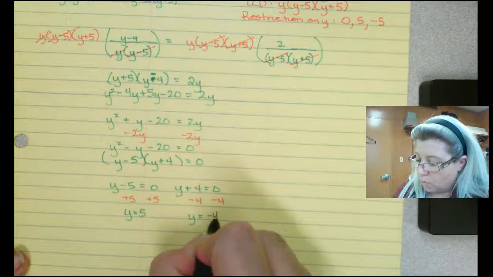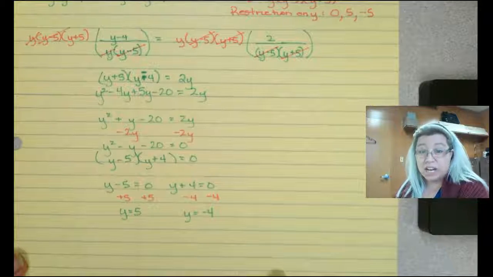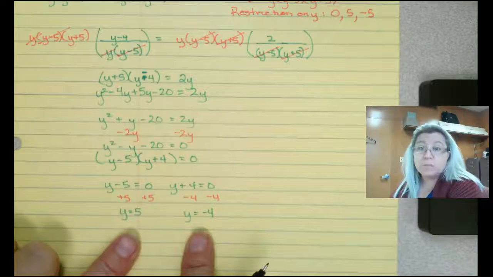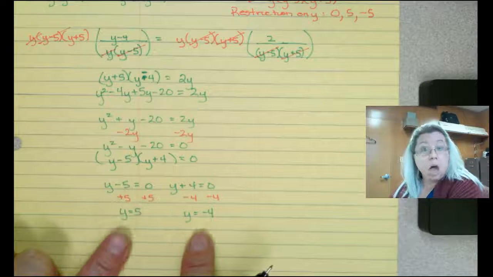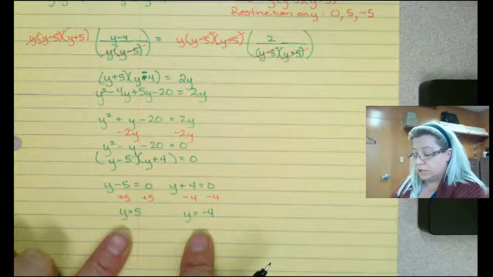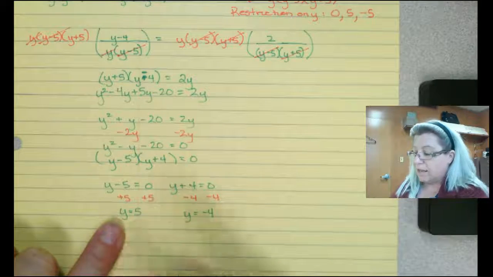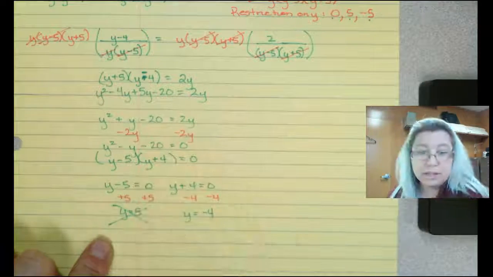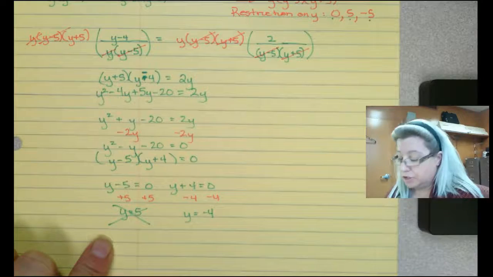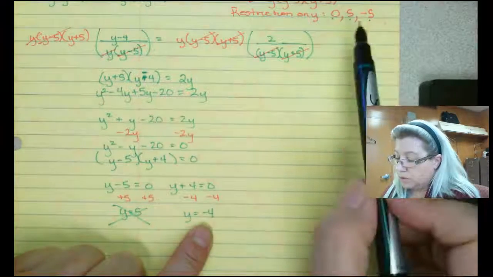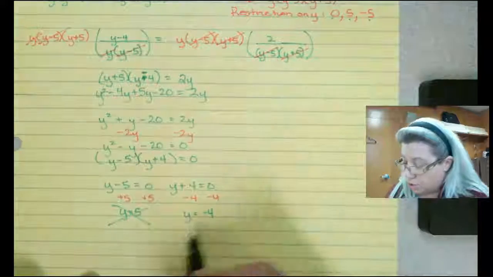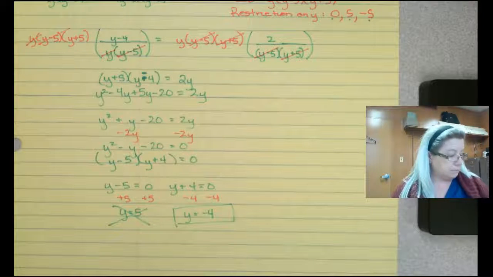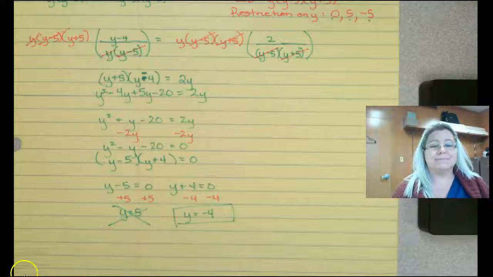y equals negative 4. Now remember, I always have to check my restrictions. I have two possible solutions, but I have to check my restrictions to see if these possible solutions fail due to my restriction. Alright, y equals 5. My restrictions were 0, 5, and negative 5. It hits a restriction, therefore that is not one of my solutions. Negative 4. Does it hit one of my restrictions? 0, 5, negative 5? No, it doesn't. Therefore, y equals negative 4 is a legitimate solution.